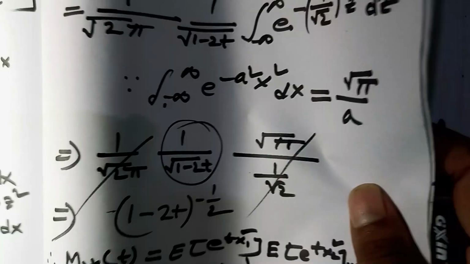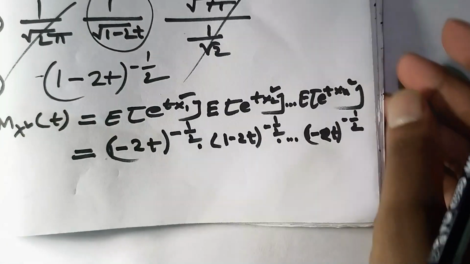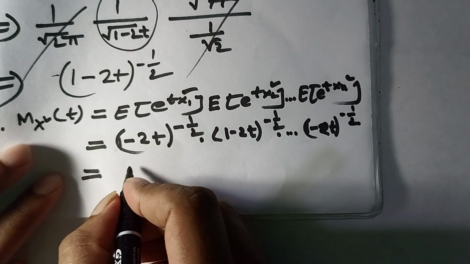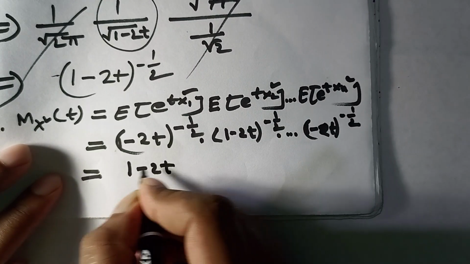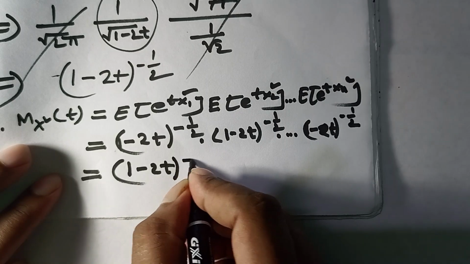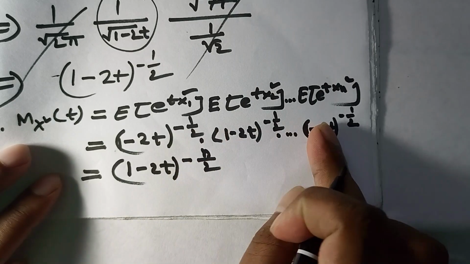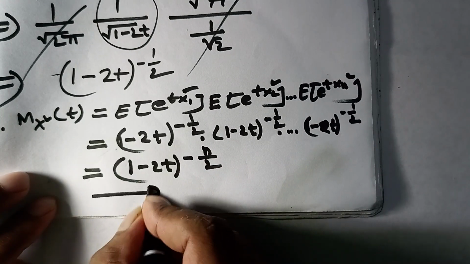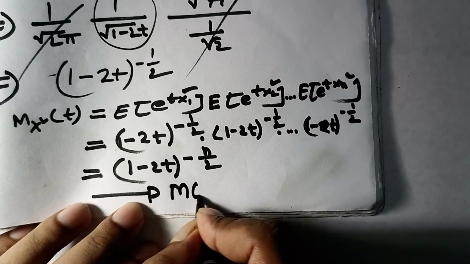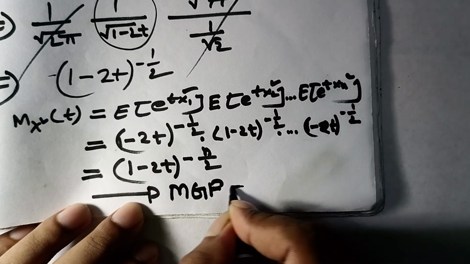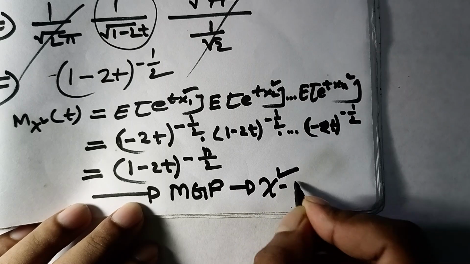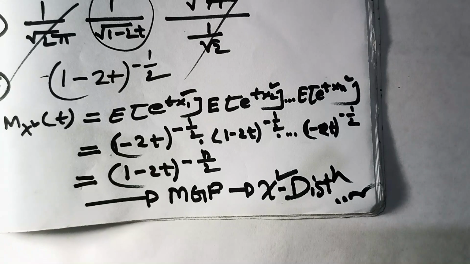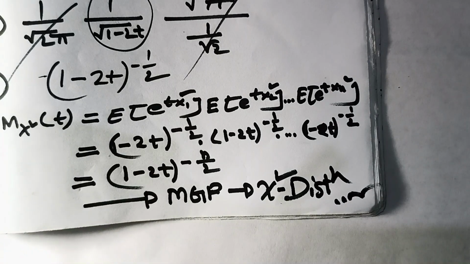So now, in a more formal way, I can write (1 minus 2t) to the power minus n by 2. There are n terms, so it is n by 2, and this is actually the moment generating function for the chi-square distribution, and we proved it this way. Thank you very much for this part of the class.